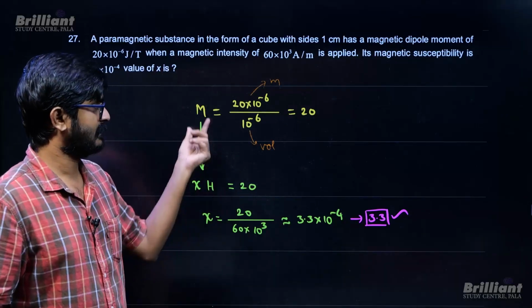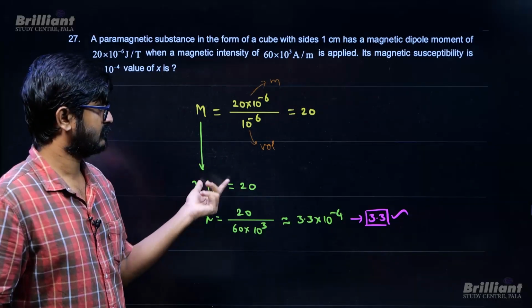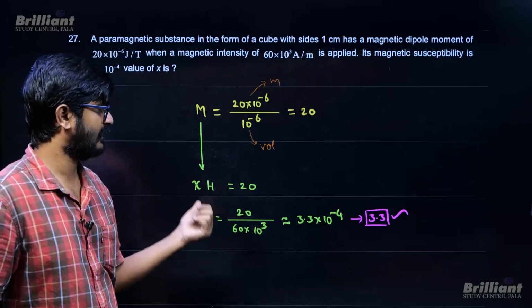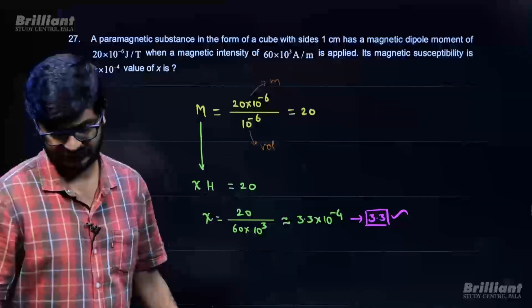magnetization and magnetic intensity, right? M equals chi H. So chi H will be 20. Now H is magnetic intensity, which is given in the question. So chi value is going to be that thing, right?